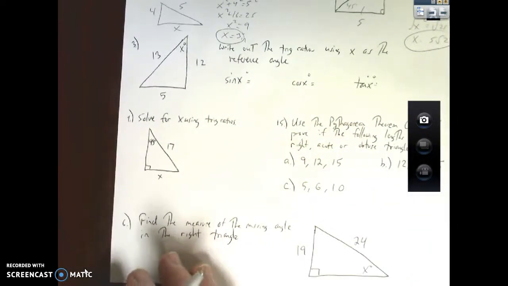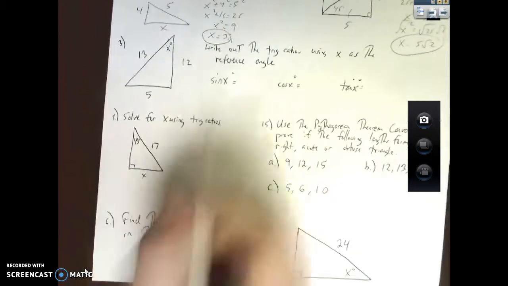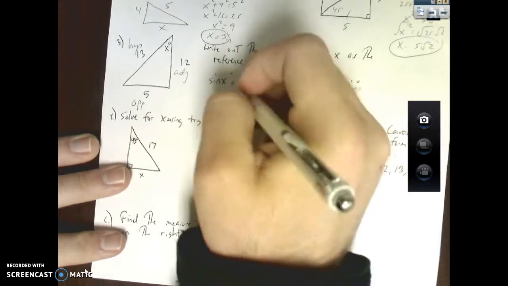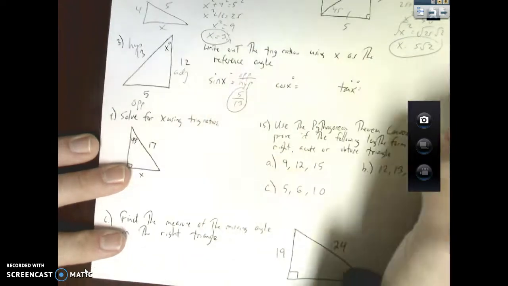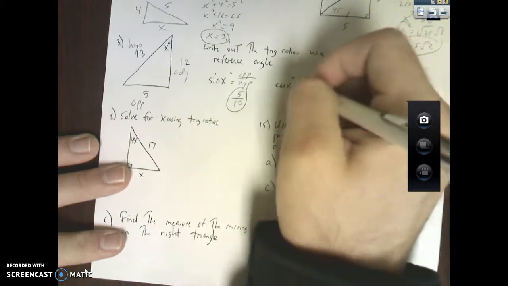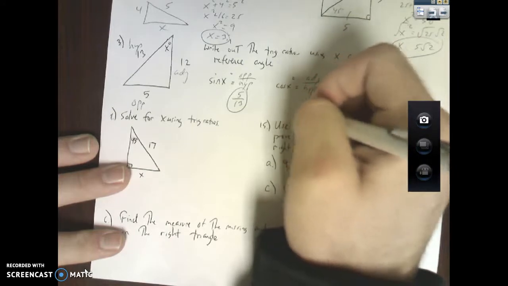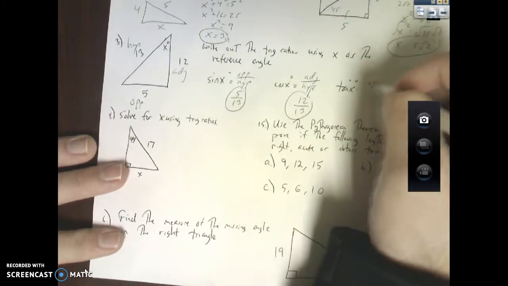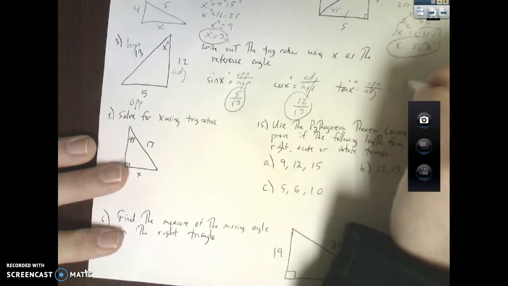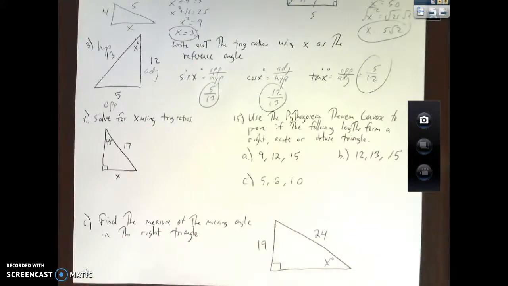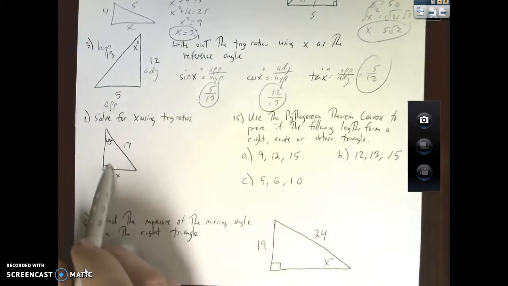Write out the trig ratios using x as the reference angle. So for here, sine of x, this is your opposite. Here's your adjacent. Here's your hypotenuse. Sine is opposite over hypotenuse. So 5 over 13. Cool. Cosine is adjacent over hypotenuse, which is 12 over 13. And then tangent is opposite over adjacent, which is 5 over 12. Okay, there's your trig ratios.